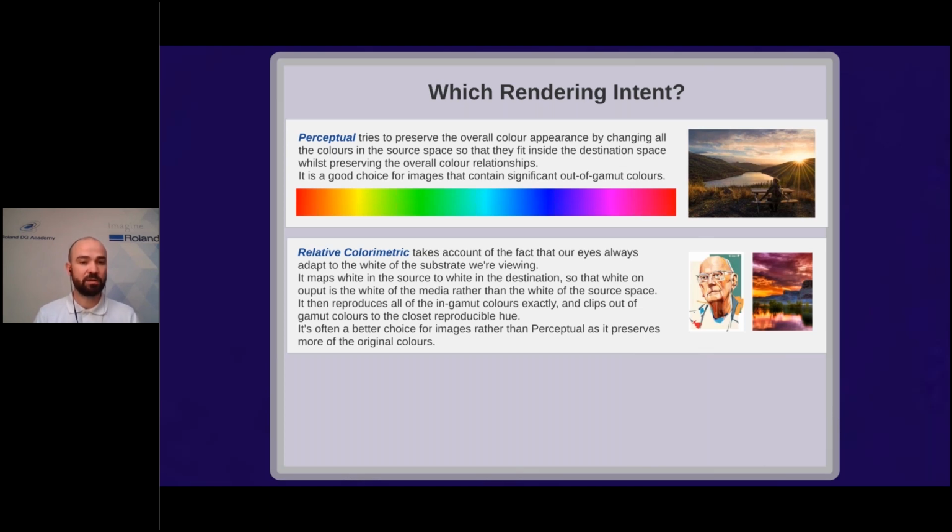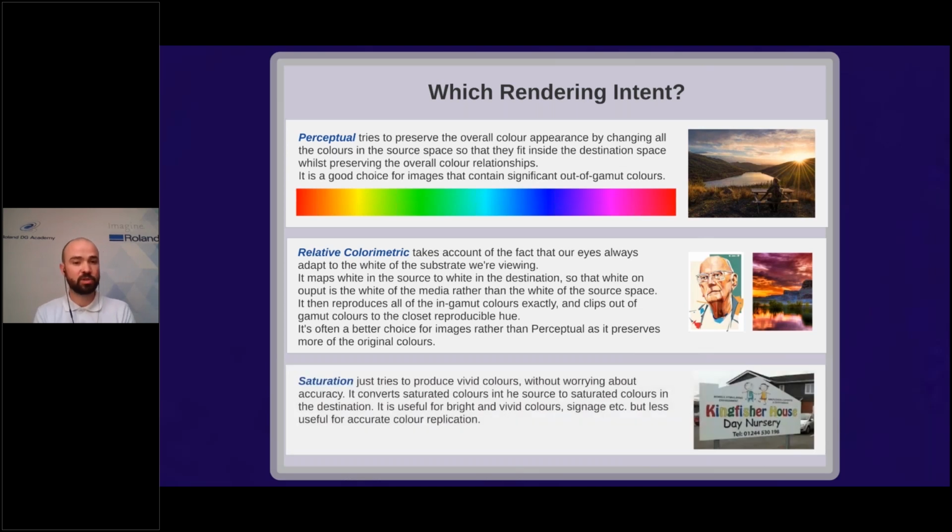It's often a better choice for images rather than perceptual, as it preserves more of the original colors. However, I'm sure if you spoke to some photographers, they might argue between these two points, depending on what their vision is for the image, because it might be that they want more of the original image colors to be maintained, or it's all about the relationship between the colors. This is where you, as somebody who's looking at color management, need to understand these processes in order to be able to make a good judgment call when it comes to printing people's images.